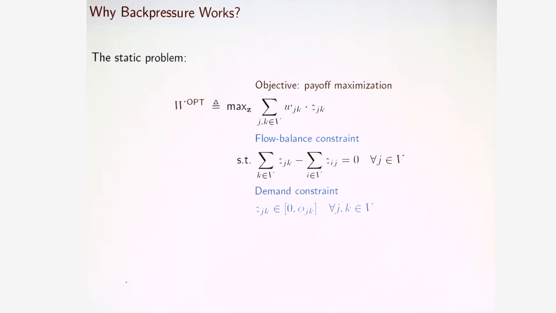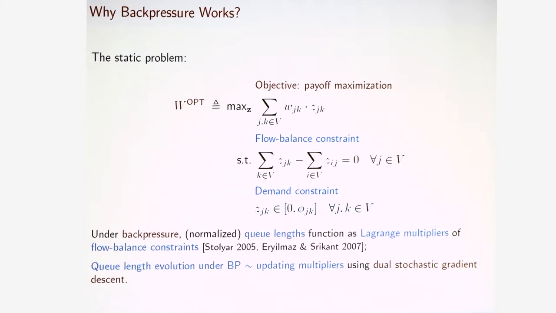As you have probably seen from Srikant's talk, the idea of back pressure comes from considering the dual of the optimization problem. So what back pressure does in this setting is very interesting. The normalized queue lengths function as the Lagrange multipliers of the flow balance constraints, which means if you keep operating the system according to the vanilla back pressure, the normalized queue lengths are executing a dual stochastic gradient descent on the dual function of this problem.